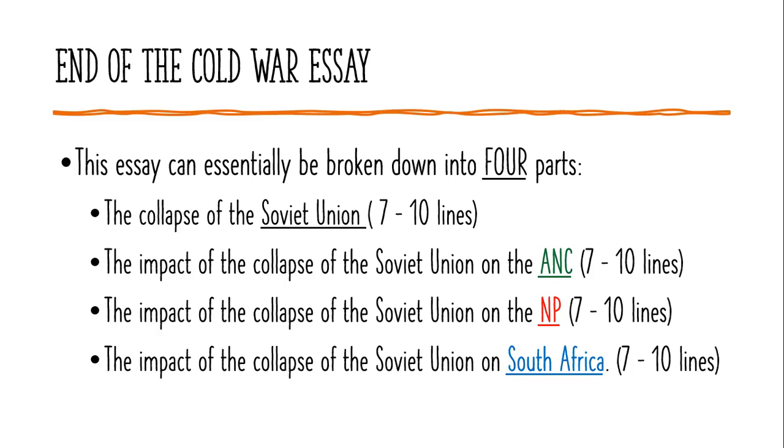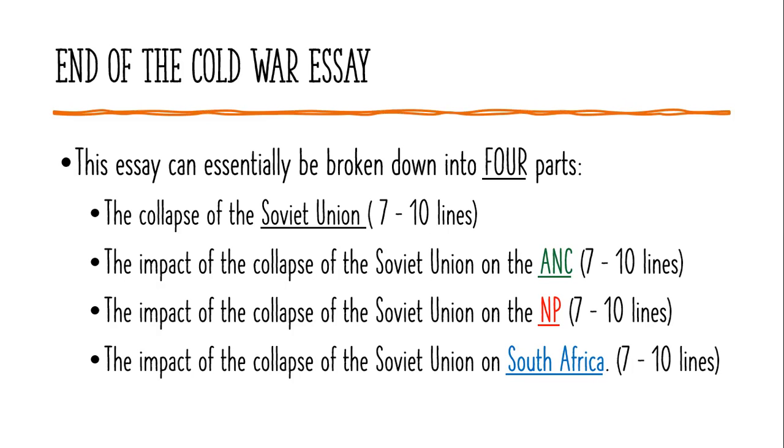Which basically destroyed communism as a legitimate economic and social system, and also got in the way of this whole Cold War divide in the world that the apartheid government was using to justify everything that they were doing in South Africa. So the first 7 to 10 lines, you're speaking about Mikhail Gorbachev, perestroika, glasnost, all of those things. What I found is that a lot of learners tend to use a whole 1-2 pages speaking about the collapse of the Soviet Union and like half a page on the impact on South Africa. So you need to kind of balance it out.